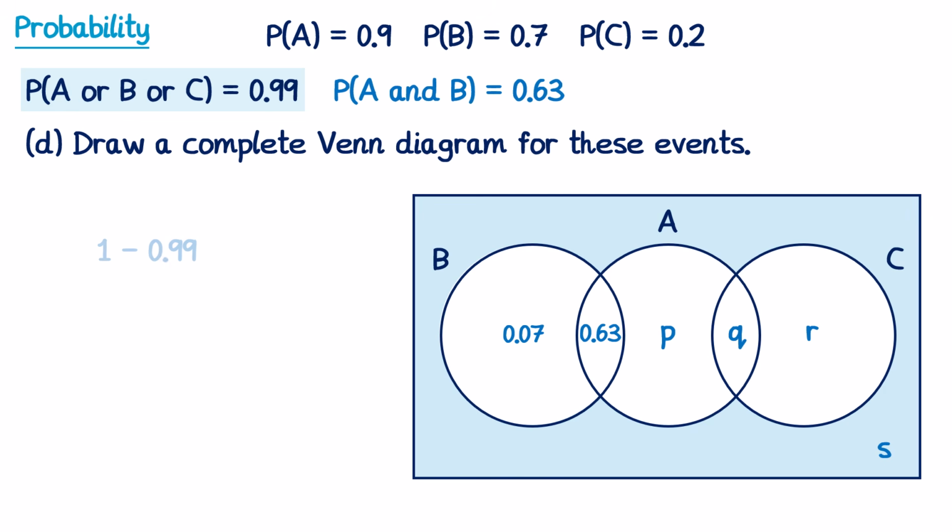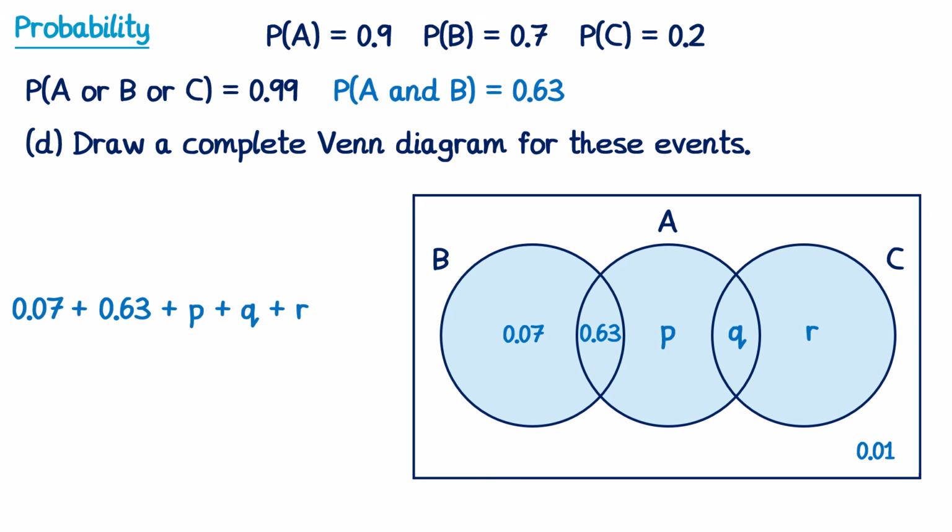So we could do 1 subtract 0.99 to find the probability of S, which is 0.01. So S must be 0.01. Now let's return to these probabilities here, which we know sum to give 0.99. So we could write that as an equation. All of those probabilities added together equals 0.99.